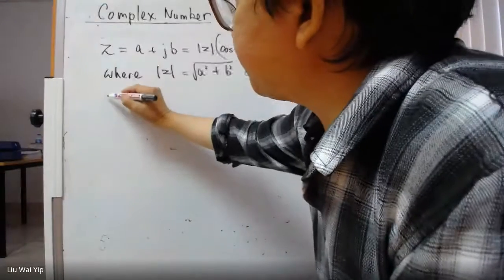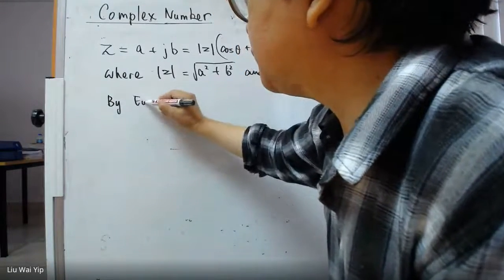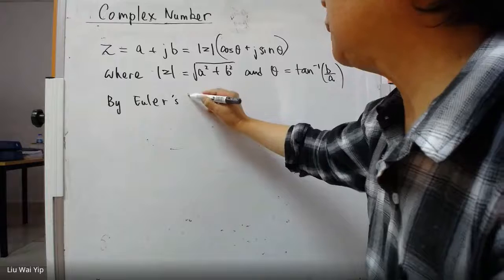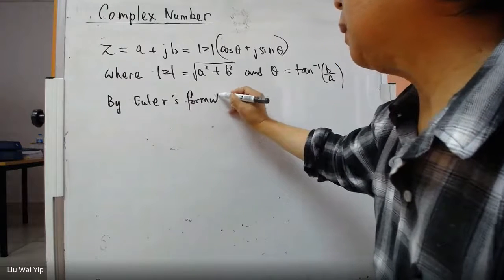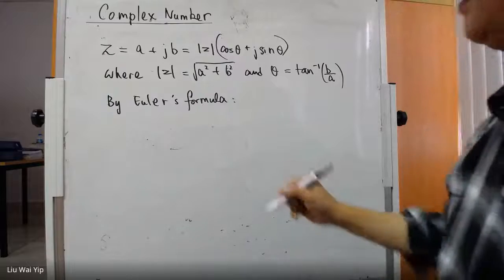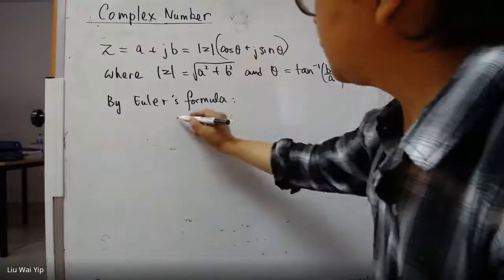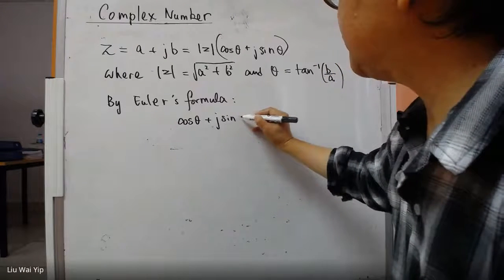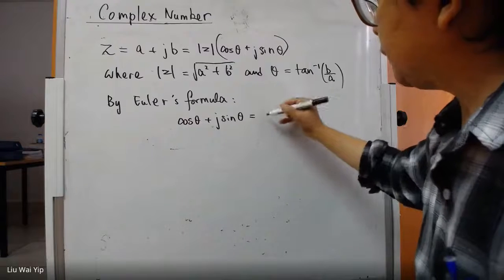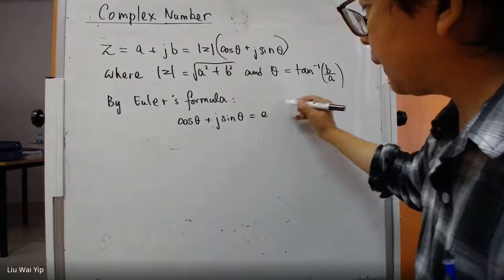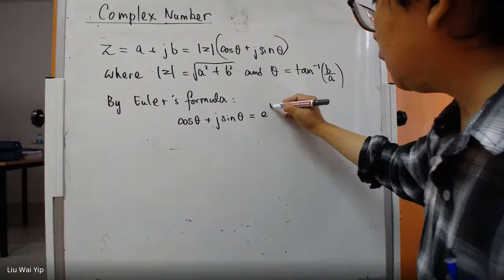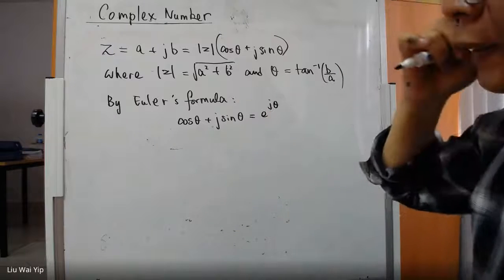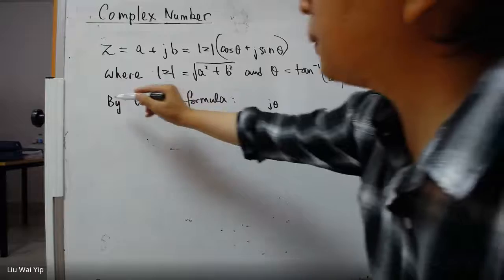By Euler's formula, we have another form: cos theta plus j sine theta is actually equal to e to the power j theta, where e stands for the exponential. This is a very important formula.